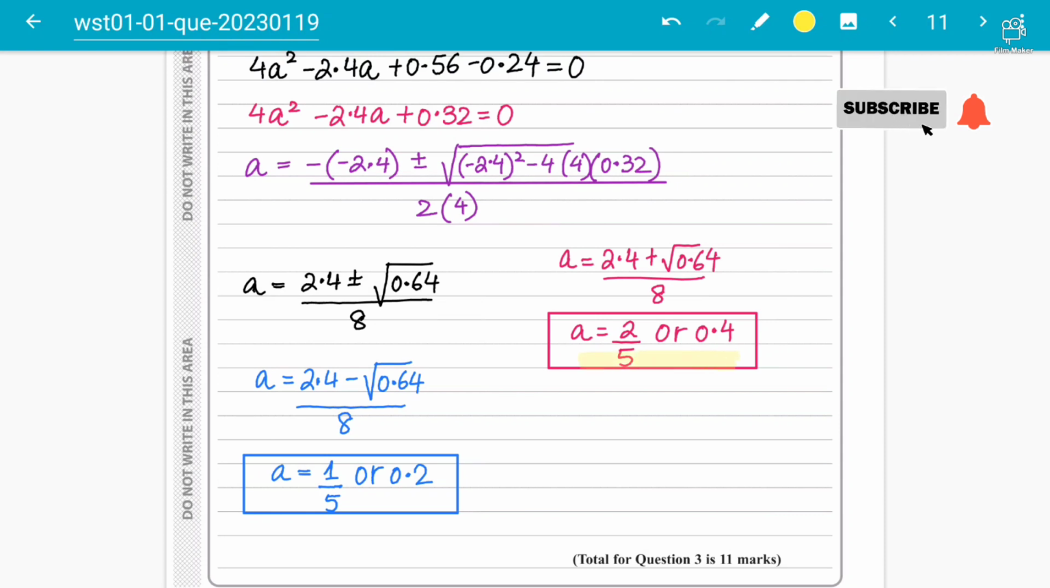Okay, so that's how you do the discrete random variable question of the recent paper, question 3.